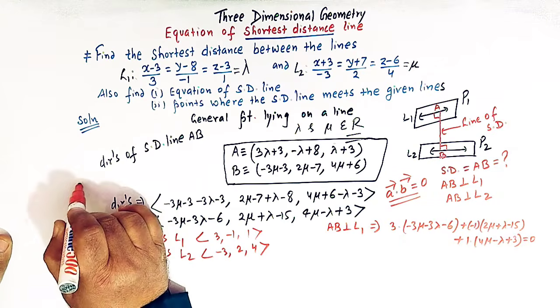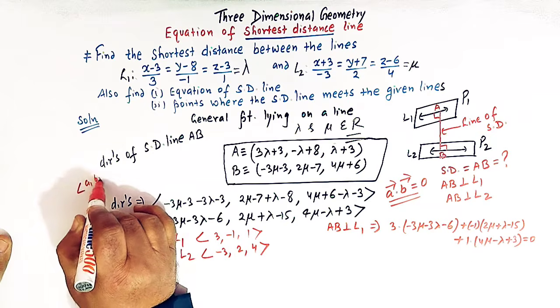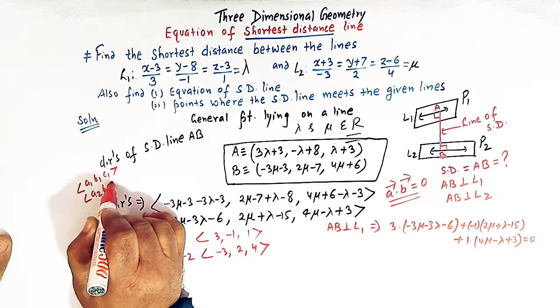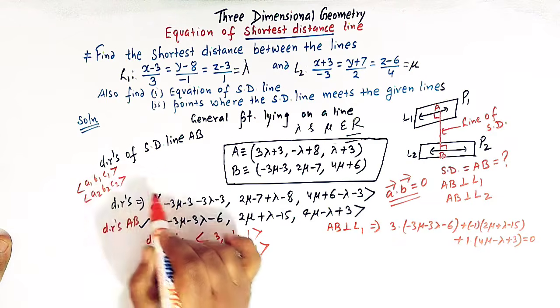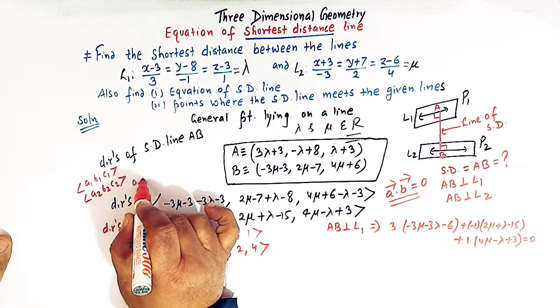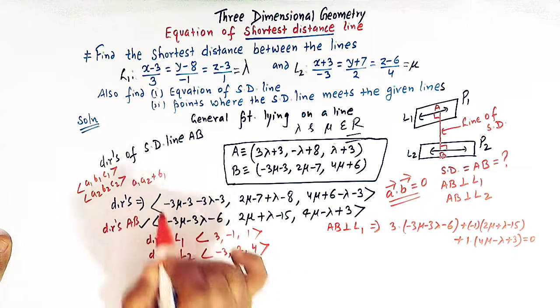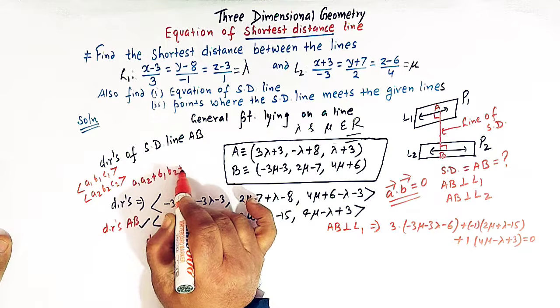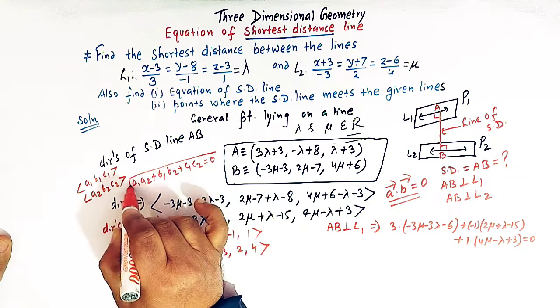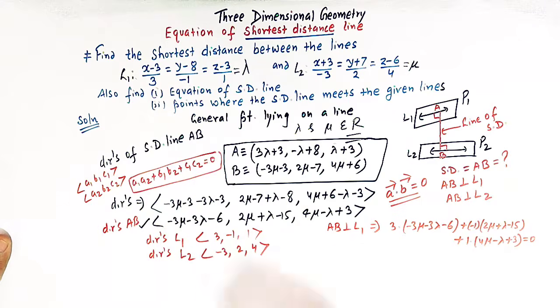Because if we have the direction ratios a1, b1, c1 of one line and a2, b2, c2 of the other line, and if the two lines are perpendicular, then we have a1 a2 plus b1 b2 plus c1 c2 is equal to 0, right? So we are using this concept here.